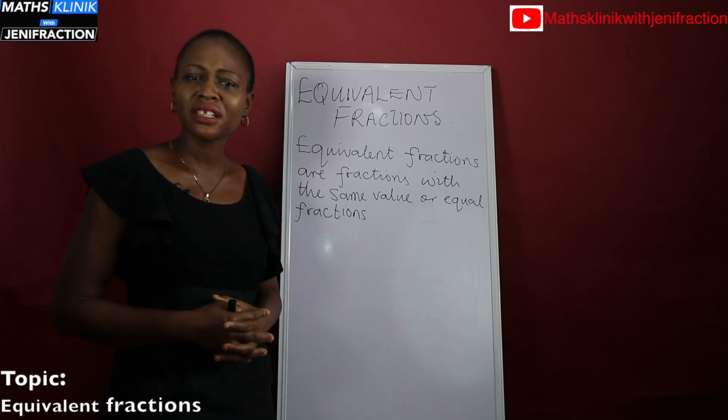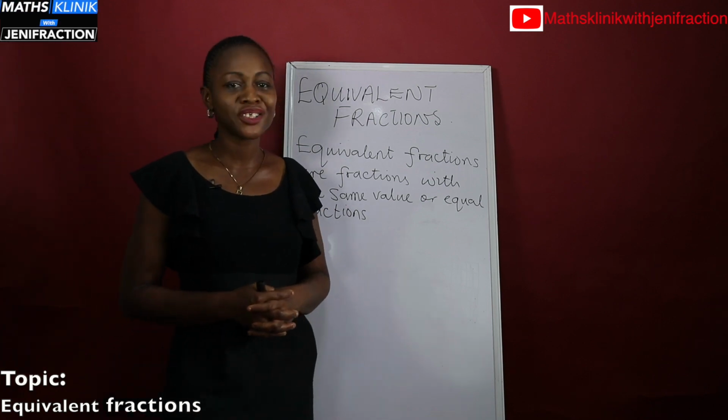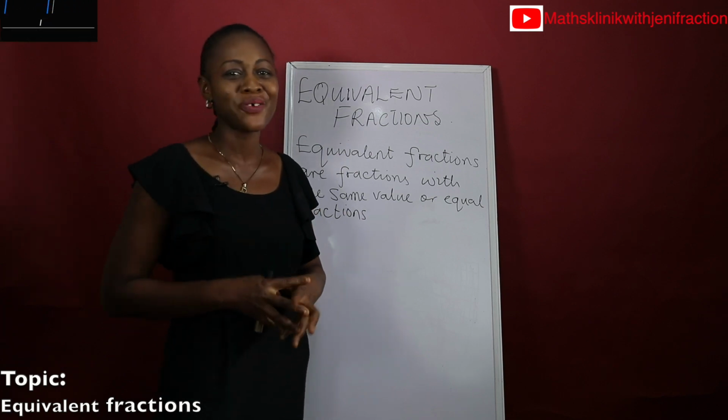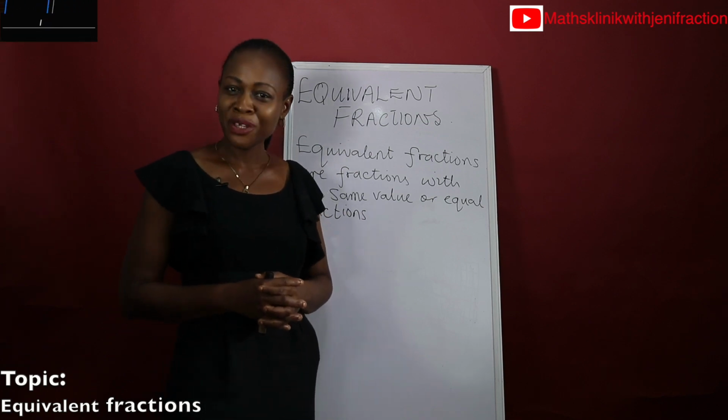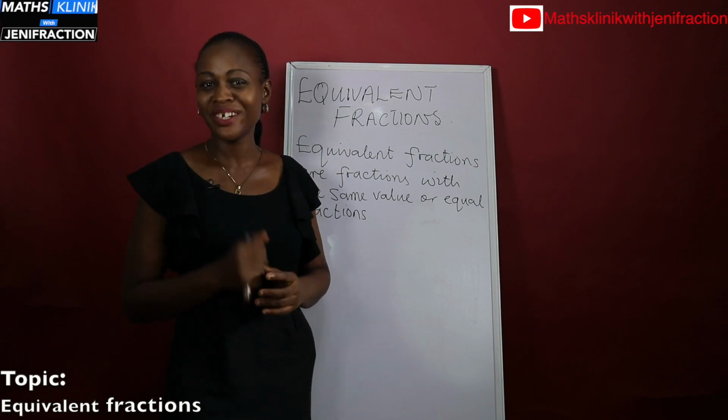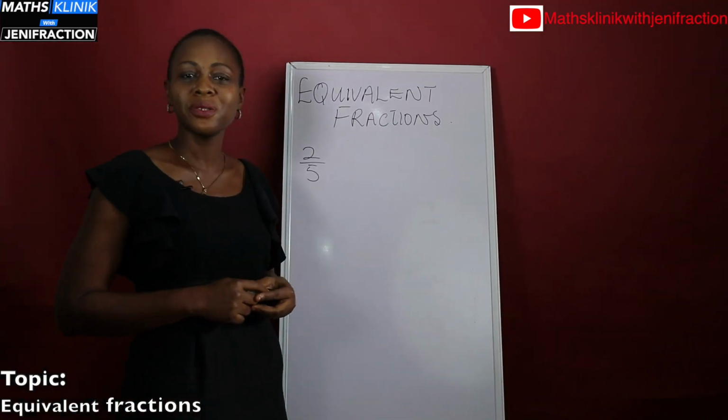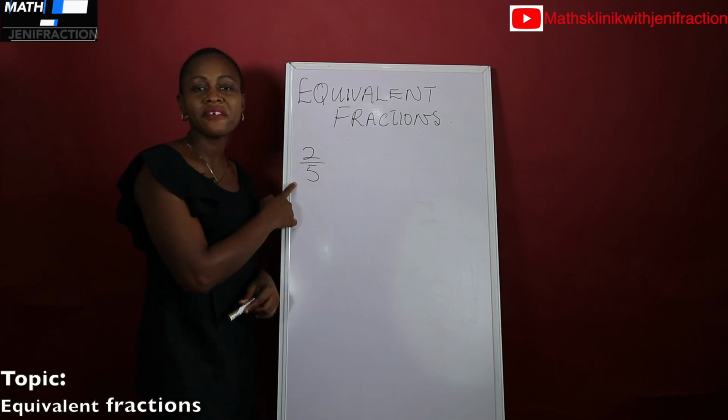How do we find fractions that have the same value as the fractions you're given? Don't go anywhere. Sit tight with more concentration and you'll get it. The first fraction we're going to look at is 2 over 5.